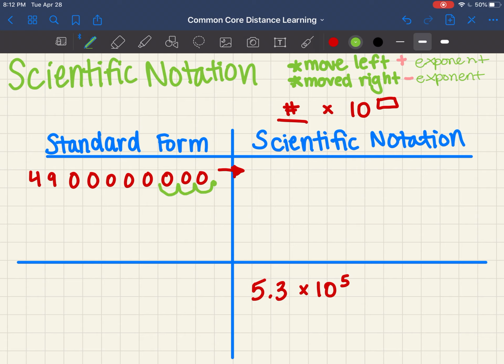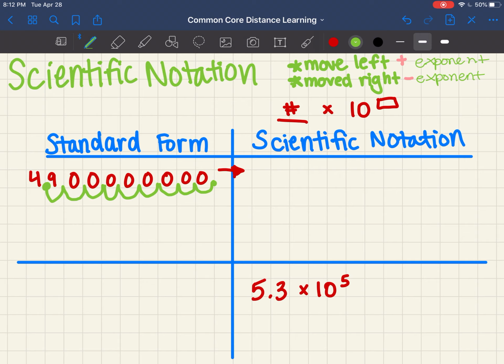I have 1 bubble, 2 bubbles, 3 bubbles, 4, 5, 6. My number is still not between 1 and 10. That would be 4,900. Definitely not between 1 and 10. Now there we go. Right here, my number would be 4.9 if I move my decimal place there. That number is between 1 and 10.